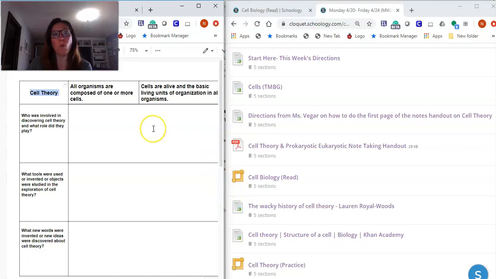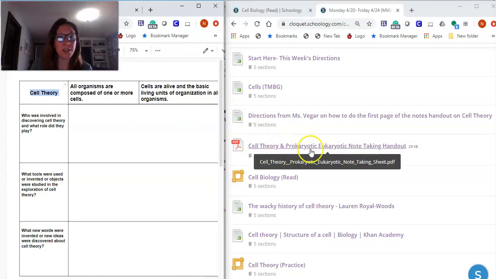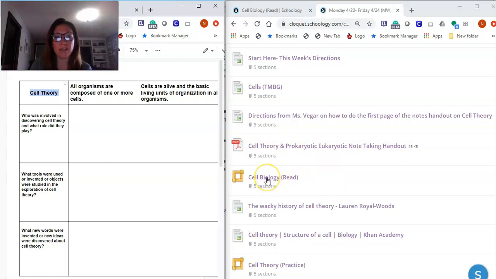So, where am I going to get this information from? Well, when I look on the Schoology page here underneath the note-taking sheet, I notice that there's a cell biology reading, the wacky history of cell theory, and cell theory, structure of a cell, and cell theory practice. These are three resources that I can take notes from. I need to select two resources to use, two videos and one reading.